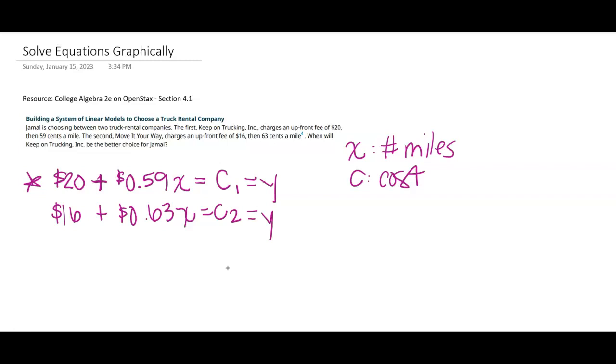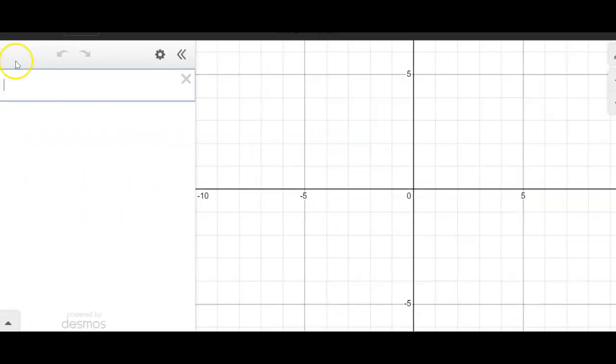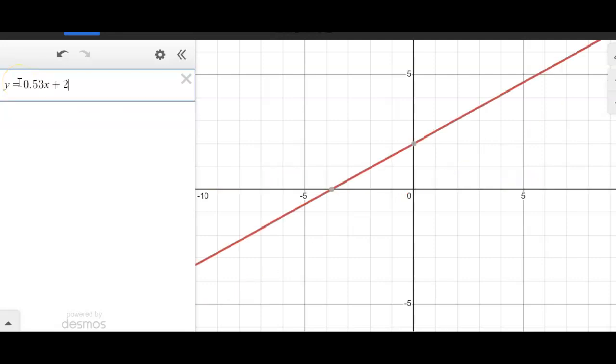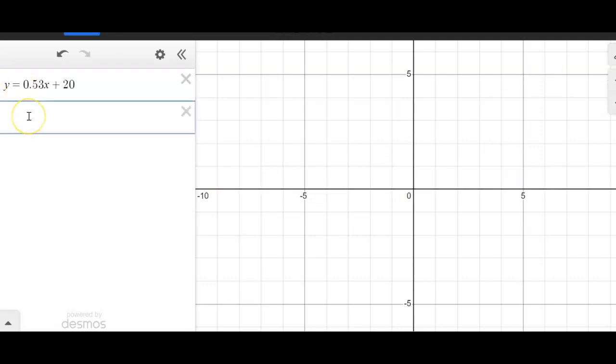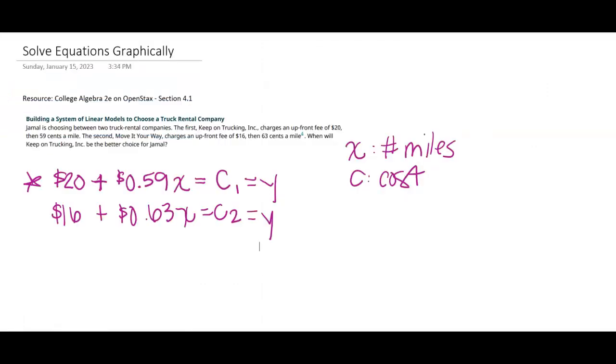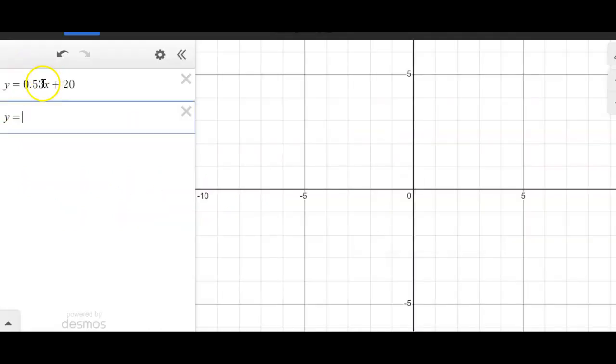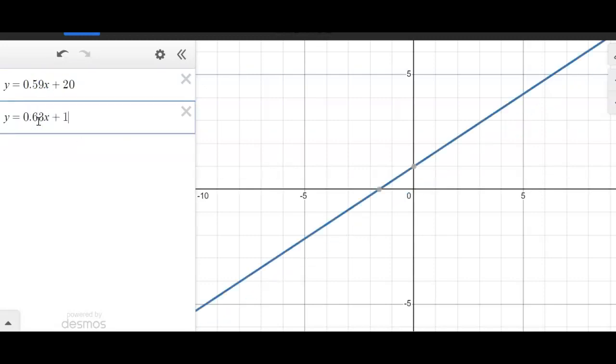So we're going to solve this graphically, and I'm just going to use Desmos to do that. So in Desmos, I'm going to say Y equals 0.59x plus 20. And Y equals, what was the other slope? Oh, it's 0.63. 0.63x plus 16.